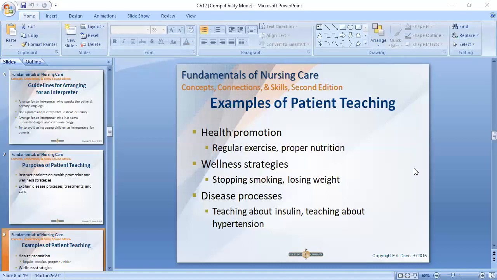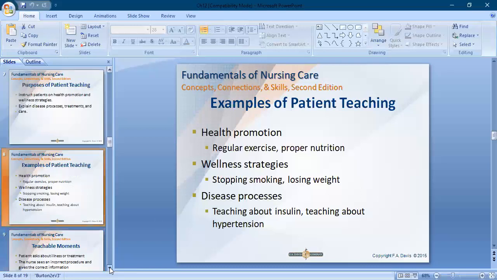And finally, disease process, teaching about insulin or teaching about hypertension, right? So if a patient has diabetes, you teach how to use the insulin, and if the patient uses the proper insulin, they control the diabetes. Same thing, if the patient does not know the proper doses of medication for hypertension, the hypertension will not be controlled and hypertension leads to damage of other organs. So basically when you teach them, the disease process should be stopped and the patient feels good.